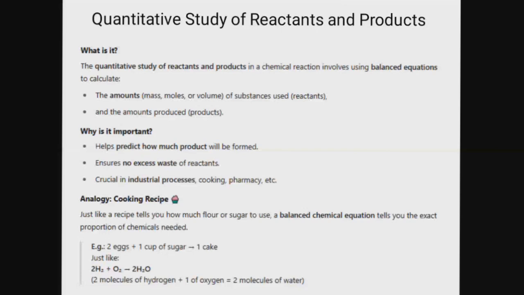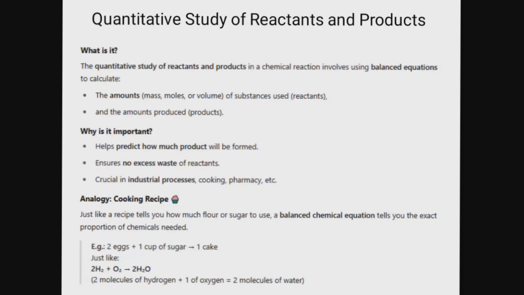So we need 2 eggs to bake 1 cup of flour. Now, if I have 6 eggs, how many cups of flour do I need? That's just what stoichiometry is all about: trying to balance the reactant and the product. Now, we know what reactant and product are.